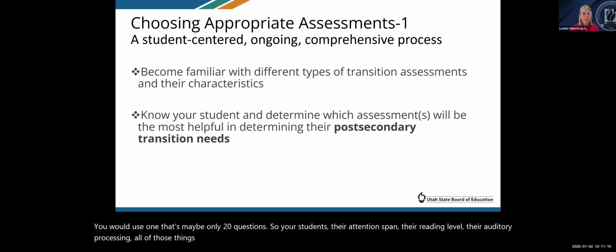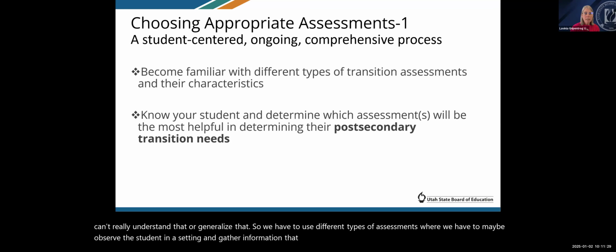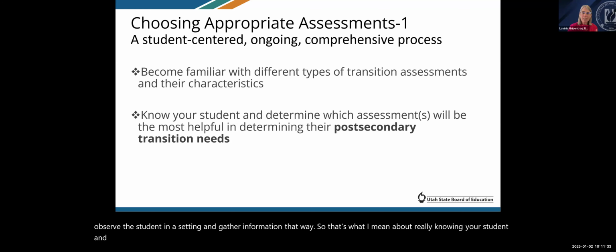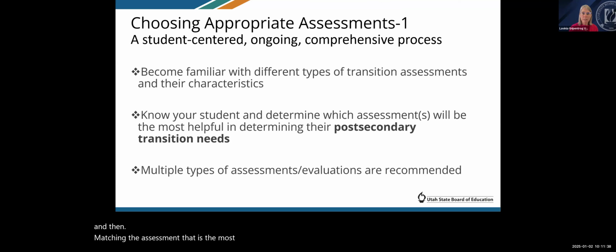Some students with more complex needs, even if we show them pictures of jobs, still can't really understand or generalize that. So we have to use different types of assessments where we maybe observe the student in a setting and gather information that way. That's what I mean about really knowing your student and then matching the assessment that is the most appropriate for that student's characteristics. And then it's always recommended that we use multiple types, right?